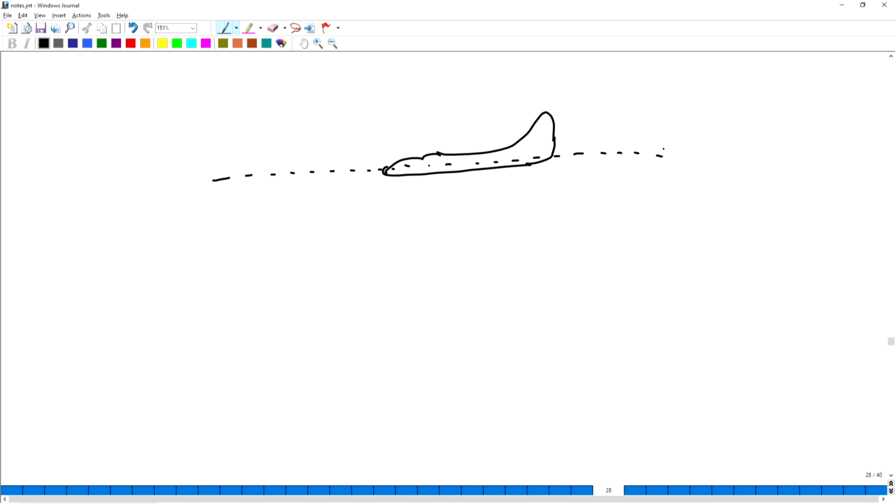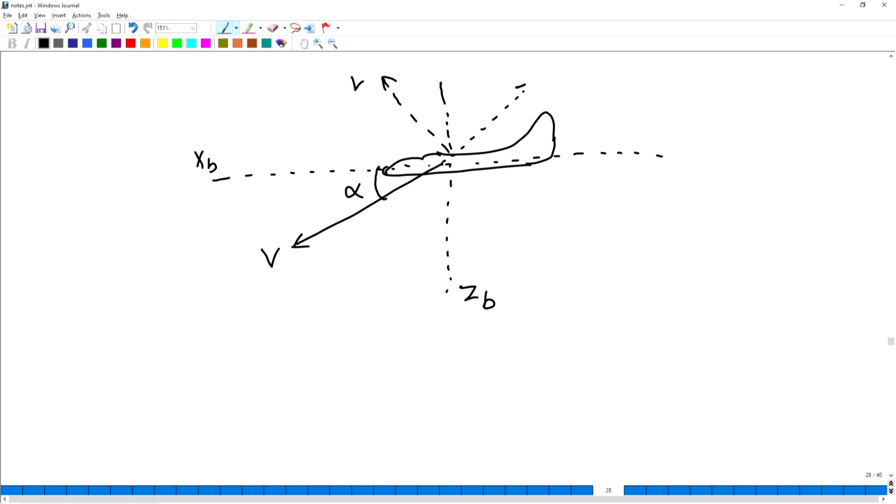So we need to transform these forces to the body frame. Aerodynamic forces are acting in the stability frame where the x axis is aligned with the velocity vector. This is the attack angle, this is the body x axis, this is ZB, and the lift vector will be perpendicular to the velocity vector. This is the lift, and drag will be parallel with the velocity but in the opposite direction.